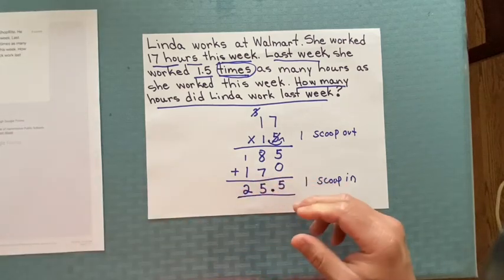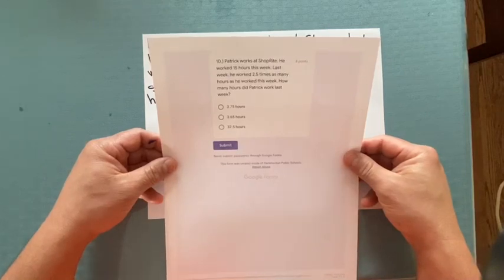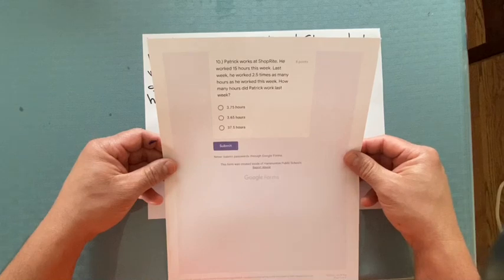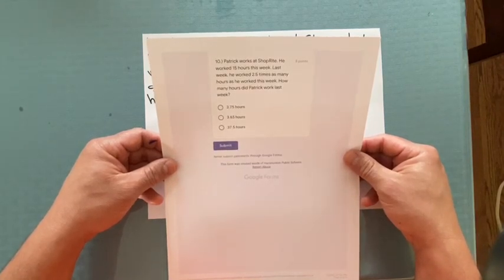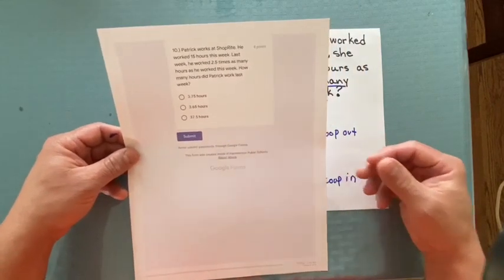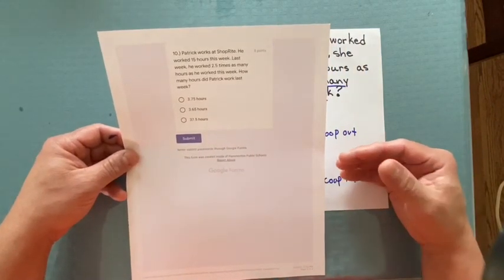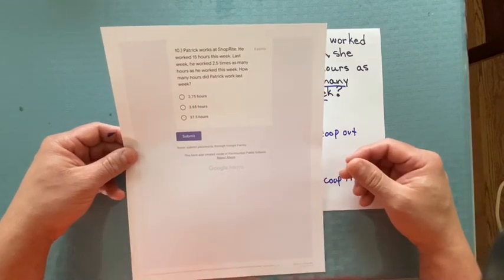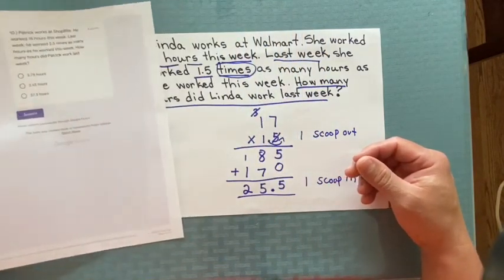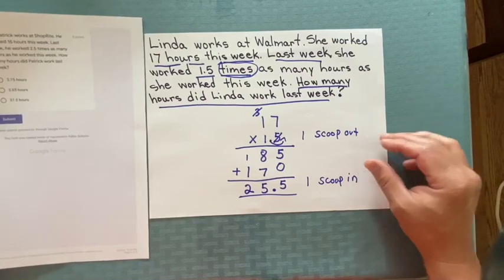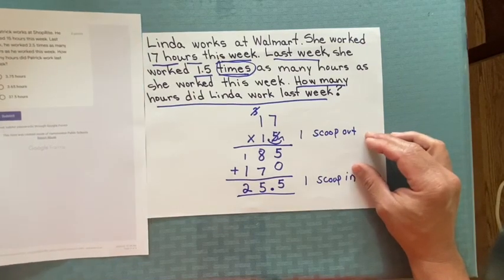So let's take a look at number 10 on your quiz. Number 10 states, Patrick works at ShopRite. He worked 15 hours this week. Last week, he worked 2 and 5/10 times as many hours as he worked this week. How many hours did Patrick work last week? Be sure to underline the things that we know that the problem told us. And then what do we want to find out? What is the question? And circle that one word that tells us which operation we're going to use. Okay? Good luck, boys and girls.